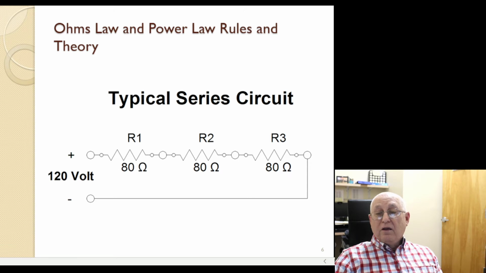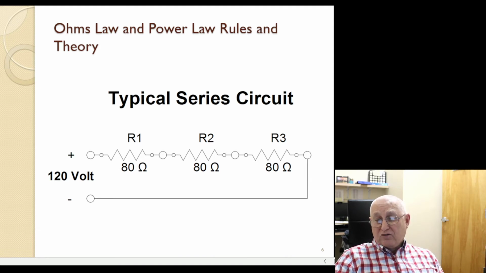Here is a typical series circuit. I have 80 ohms, 80 ohms, 80 ohms, but these can be different resistance values, but in this case, they're all the same. And if you look at the circuit, in order to get from the plus all the way back to the minus, I must go through every one of these resistors. If one of these resistors burns out, there is no path for the current to flow back to its source, and all these resistors are off.